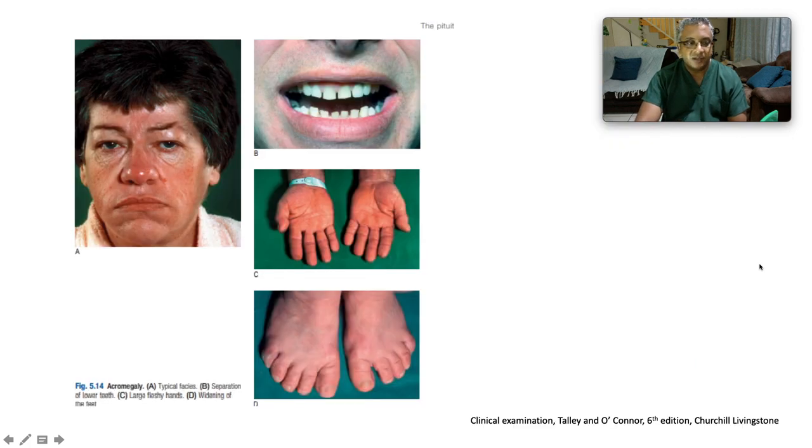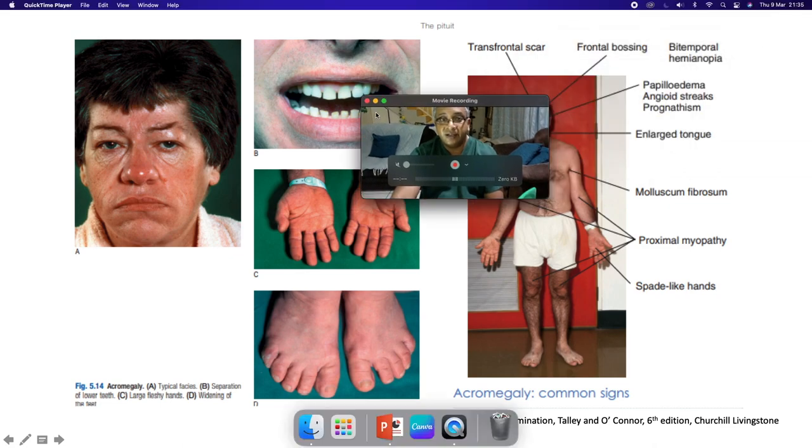Alrighty, so here's typical features of acromegaly. You can see the typical faces, the coarse facial features, the prognathism, alright. And typically here is separation of the lower teeth. So often these patients are referred to endocrinology by, amazingly, dentists and anesthetists who actually pick up on the fact that the patient has prognathism and has separation of the lower teeth with underbite. Okay, picture C shows us the large fleshy hands, typical of acromegaly, and D, the widening of the feet. Alrighty, and increased heel pad thickness, which you will see inevitably with imaging.